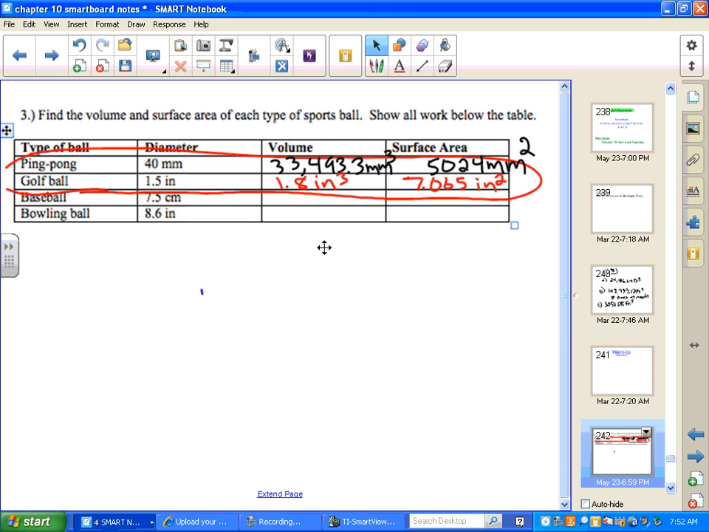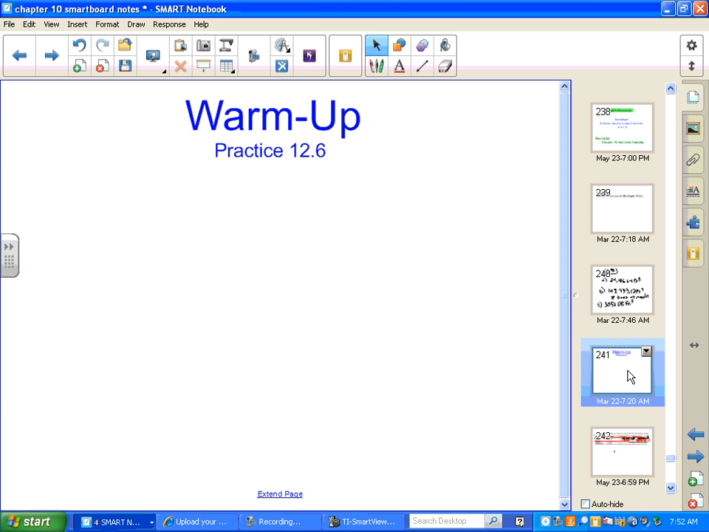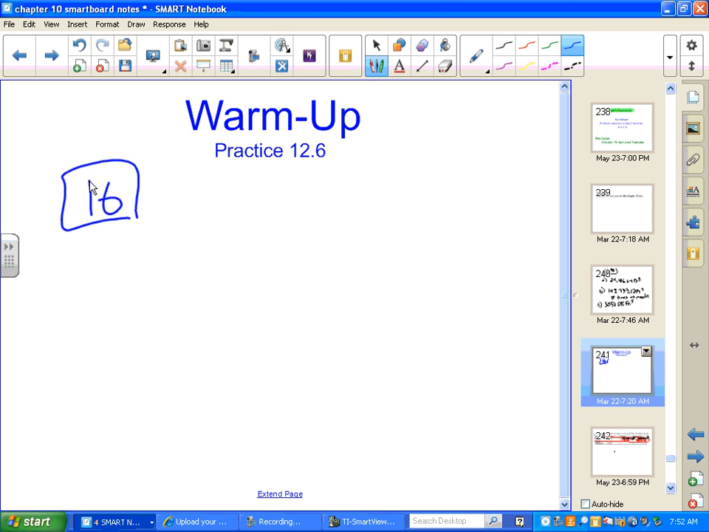Okay, so let's go back to the warm-up. So that's 12.6. This will work out nicely. Let's go over the number 16. So guys that are absent, this was from the homework from yesterday. 12.6 on the back from your homework packet, number 16. Okay, this was definitely a challenge problem. Okay, surface area and volume you had to find. So the chances of all of you getting both of these right, I'm not sure, but let's see.